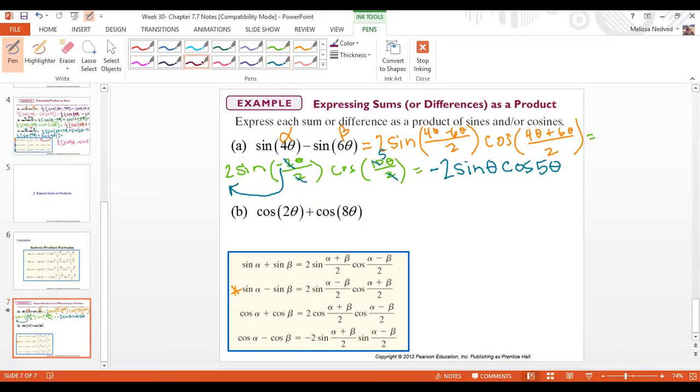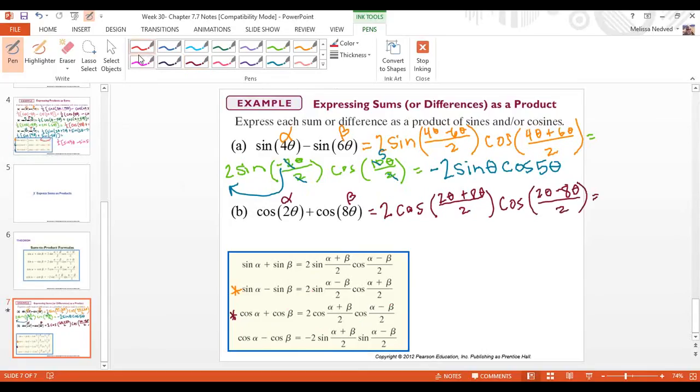So we'll practice our final one here. Part B, cosine of 2 theta plus cosine of 8 theta. Again, the big thing here is to make sure you're identifying the correct theorem to use. We're going to use this third formula down here since I've got cosine for both terms and I'm adding. Alpha is my first angle of 2 theta, and beta is my second angle of 8 theta. So when I plug it into my formula, I get 2 times cosine of alpha plus beta, 2 theta plus 8 theta, all over 2, times cosine of alpha minus beta over 2, 2 theta minus 8 theta, all over 2.